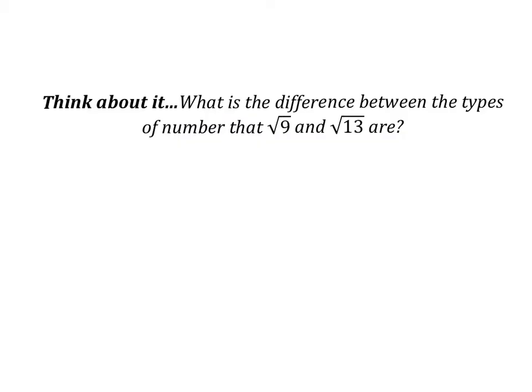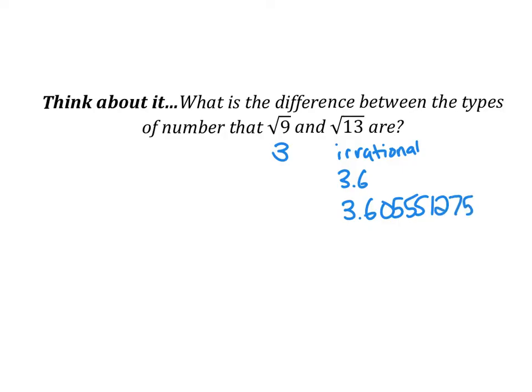So what's the difference between the types of number for the square root of 9 and the square root of 13? Well, we know that the square root of 9 is the same thing as 3. The square root of 13 is actually as exact as possible because this is an irrational number. If I wanted to estimate it as a decimal, I could say it's about 3.6. And if I type it into a calculator, I'd get 3.605551275. But we know that that actually keeps going. If I had a bigger calculator, it would go even further.